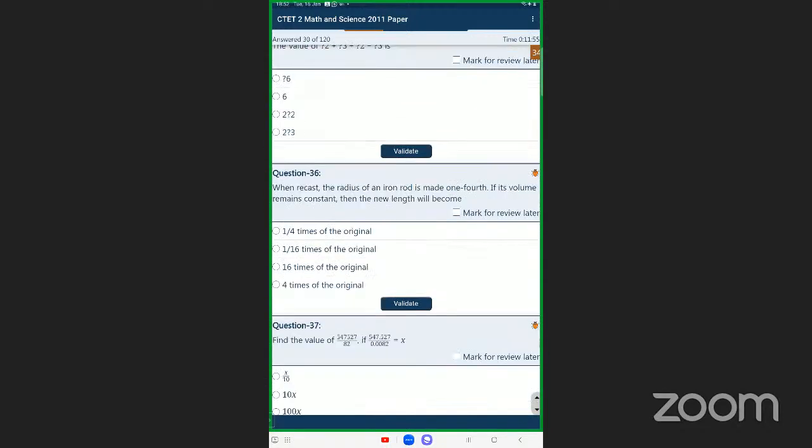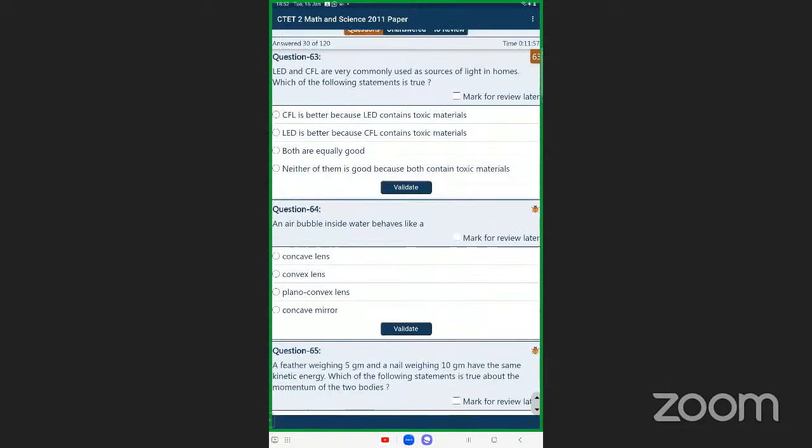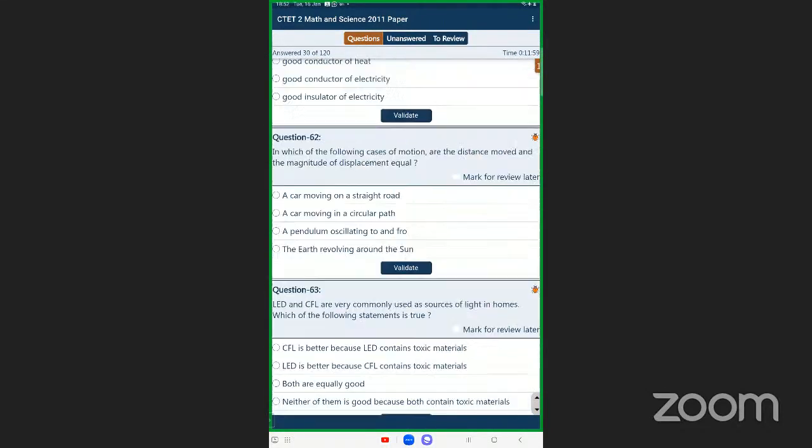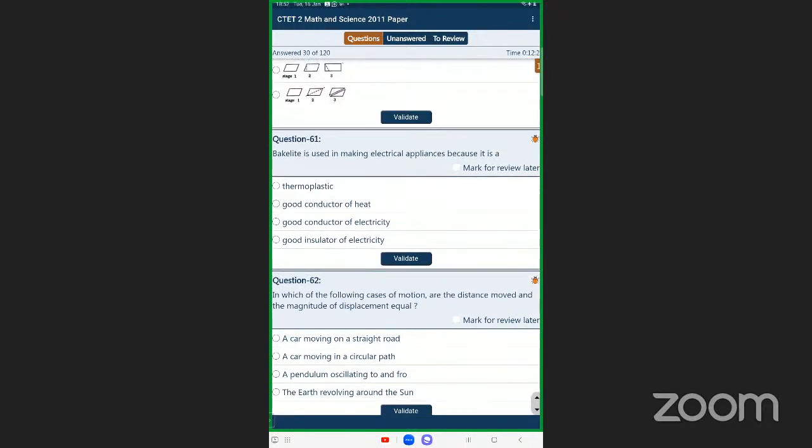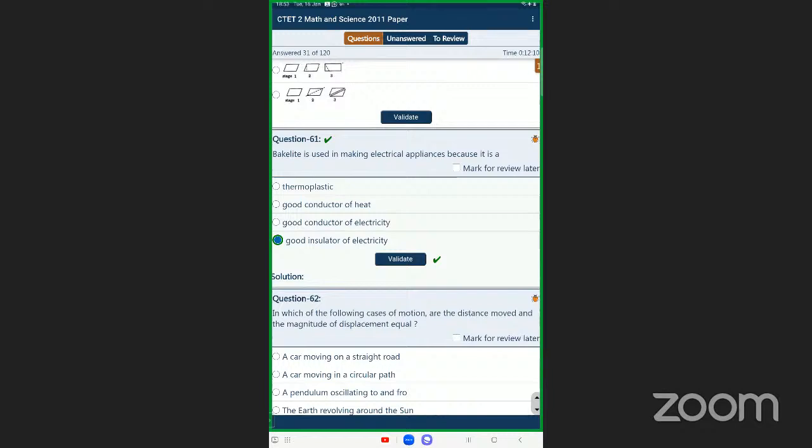Now we are going to question number 60, student. Going directly to 60, because we are going to learn the science part. Bakelite is used in electrical appliances because it is a good insulator of electricity. So the correct option is option D, student. Because it is a good insulator of electricity, that is why it is used in making electrical appliances.